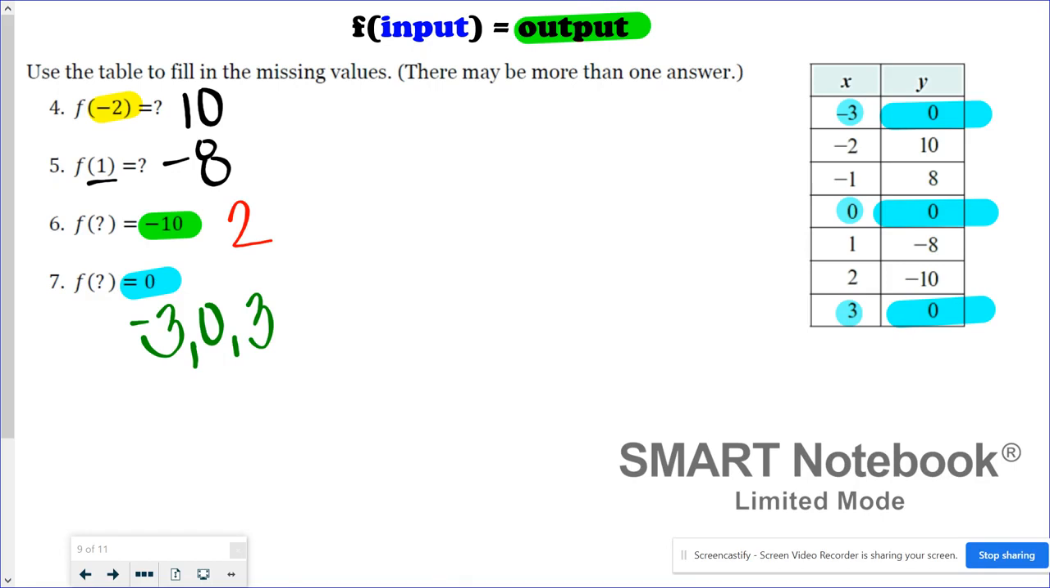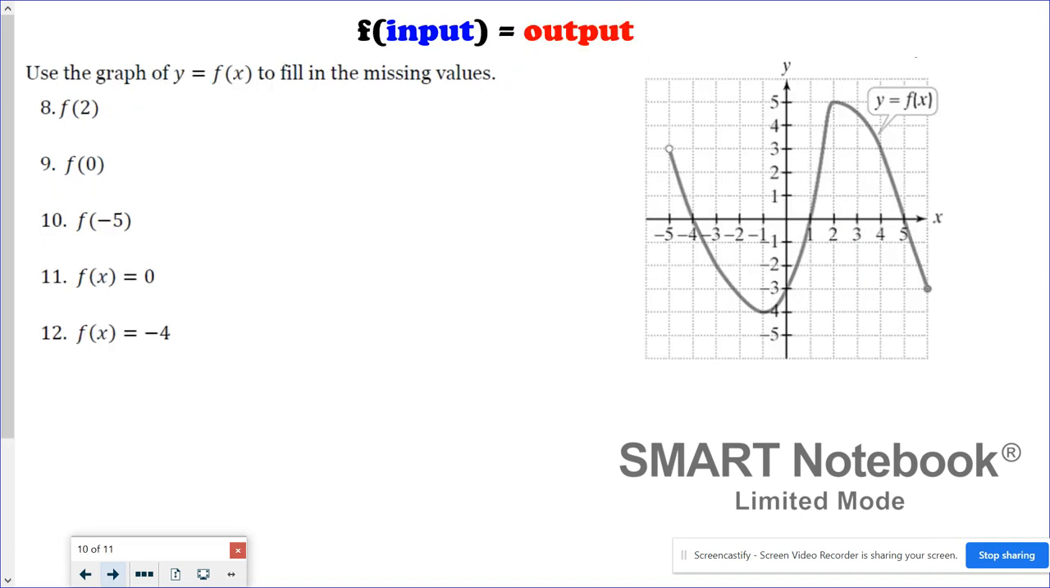Now let's take a look at how we would do this with a graph, okay? So 8 and 9, I am given the inputs, right? I know they're the inputs because they're inside the parentheses, right? So f of 2, I'm going to find the point on my graph that has an x of 2, right? So that would be the point right here. So when x is 2, I can see that the output of the function is 5, so that's my answer in number 8. I'll do the same thing with number 9, f of 0.